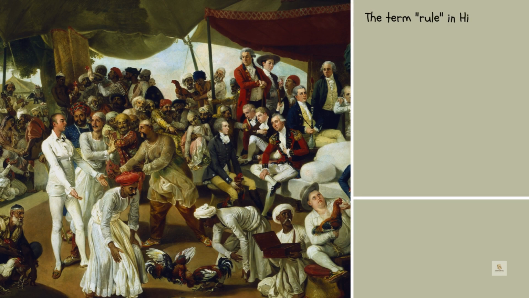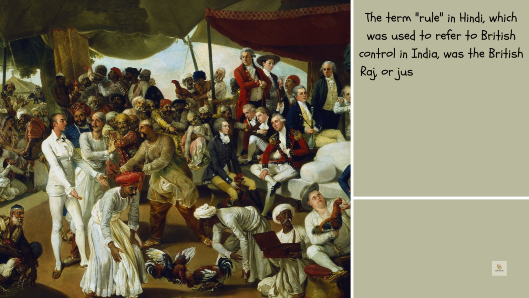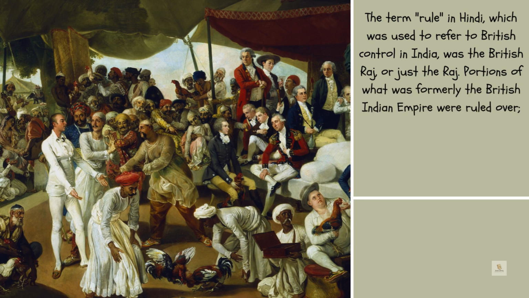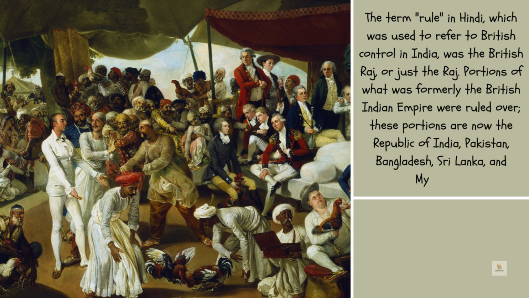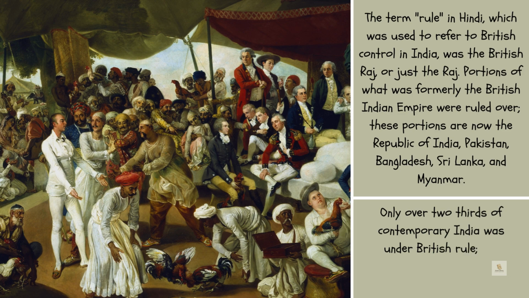The term for rule in Hindi, which was used to refer to British control in India, was the British Raj, or just the Raj. Portions of what was formerly the British Indian Empire were ruled over. These portions are now the Republic of India, Pakistan, Bangladesh, Sri Lanka, and Myanmar. Only over 2/3 of contemporary India was under British rule.